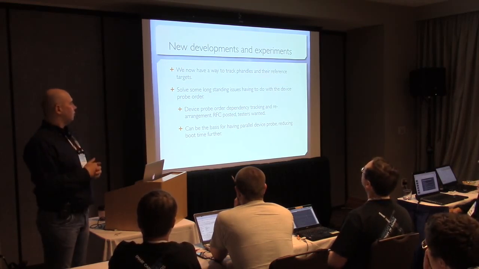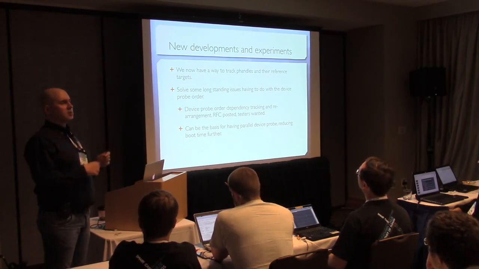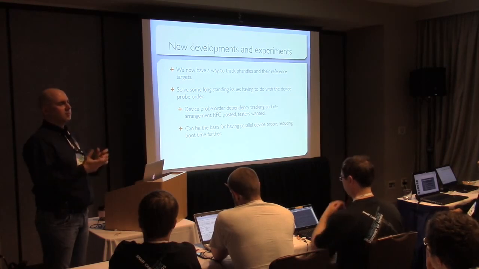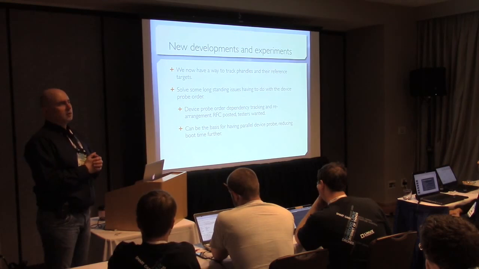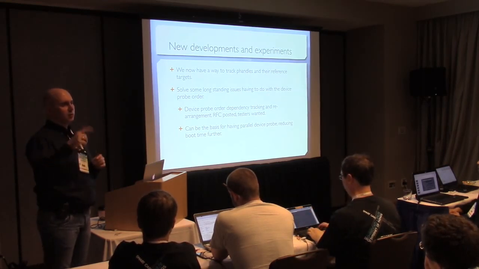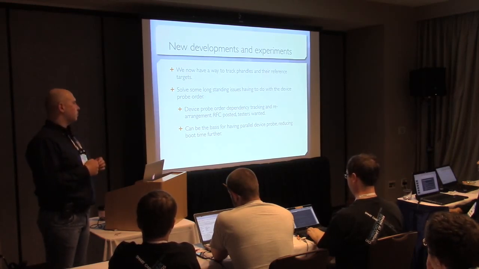So there's a patch that uses the phandle references as dependency information and rearranges the device tree probe order so that it's supposed to be correct. And in the meantime, it also detects dependency loops, which is bad, but it seems to work, for now.